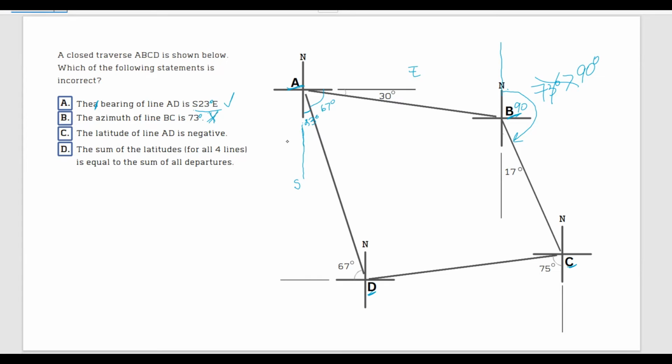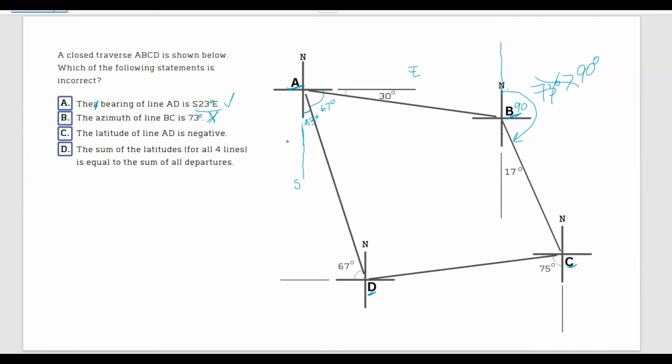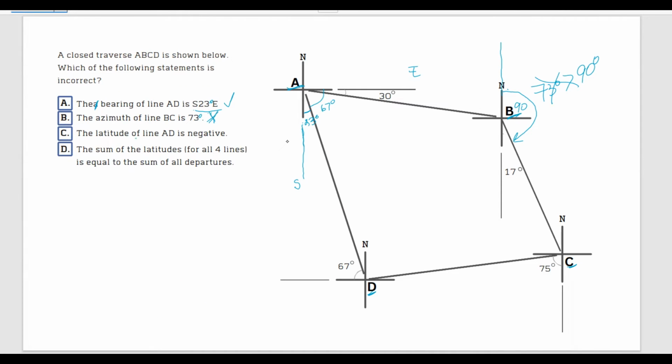So C says that the latitude of line AD is negative. So let's go back to line AD and find the latitude of that line. Let me go back to the FE Handbook. The bearing of line AD is south 23 east. So going back to the FE Handbook, southeast is in this quadrant over here, and we know that the latitude in that quadrant is negative. So C says the latitude of line AD is negative, and this is correct.